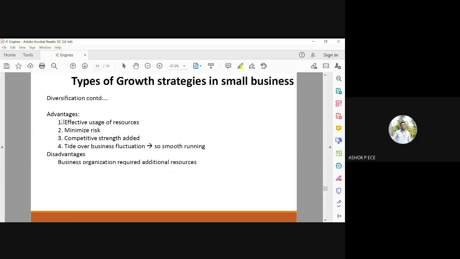The advantages: effective use of resources. You can minimize the risk. The competitive strength is very good. It helps tide over business, because even if one product fails, the other product will be running. So you will have a constant business running.